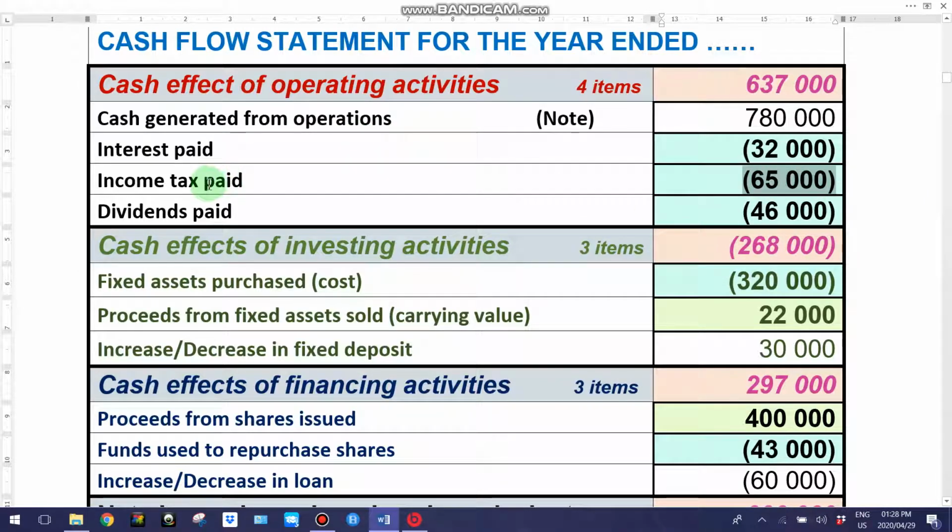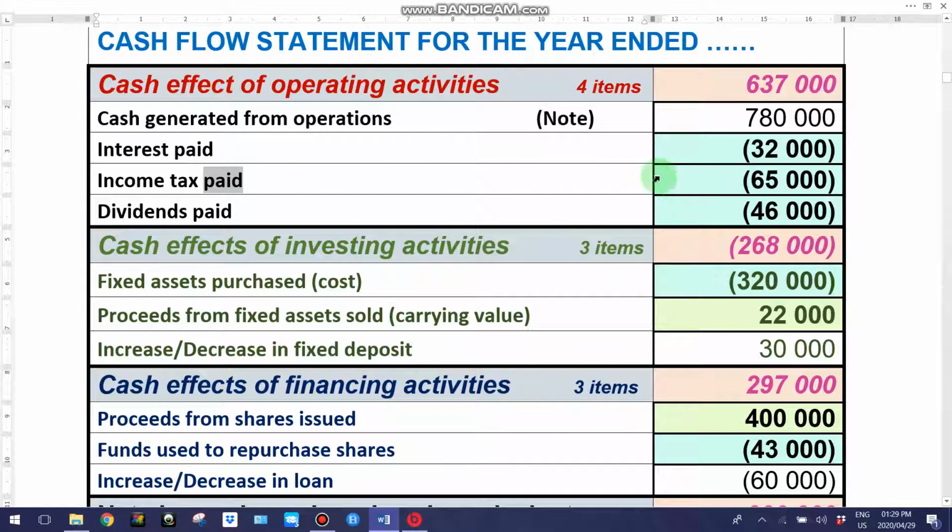Again, I want to emphasize the word paid here so that you don't mistake this income tax to be the income tax expense for the year. This would be a calculation that we would need to do, because when you've done the income statement, you've got net profit before tax, then you've got income tax for the year, and you have net profit after tax. Now that income tax on the income statement is your income tax expense for the year. It's not your income tax paid for the year. You need to be very clear about that point.